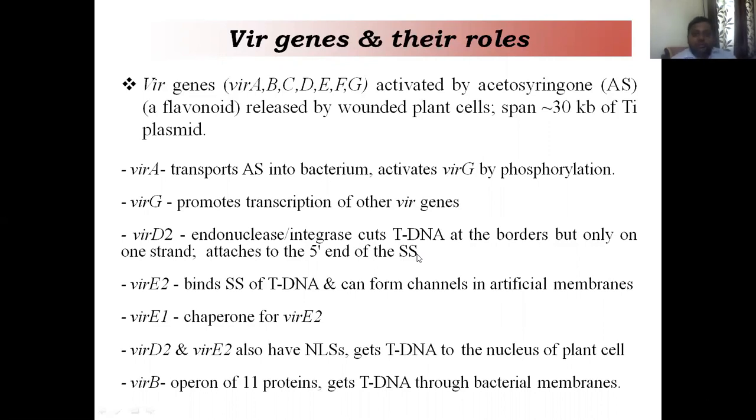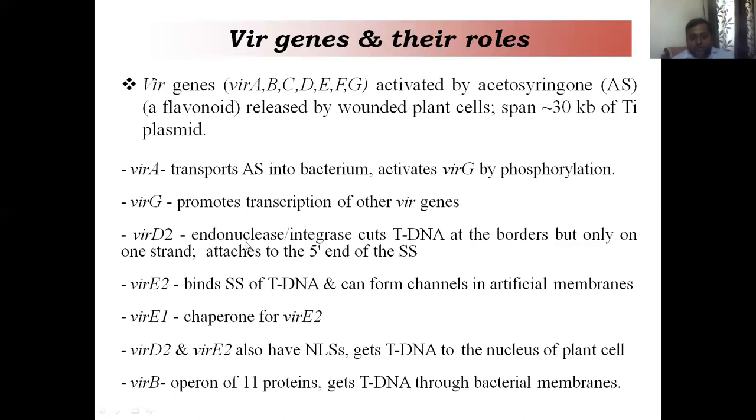So different Vir genes have different functions. VirA transports acetosyringone into the bacterium. It activates VirG by phosphorylation. Now VirG promotes the transcription of other Vir genes. So you see how a cascade starts the moment acetosyringone is synthesized and secreted out.